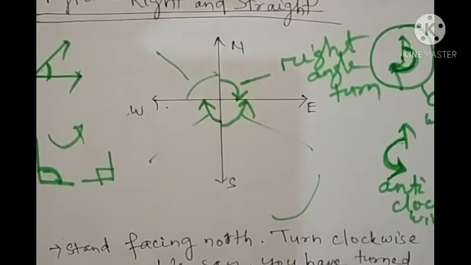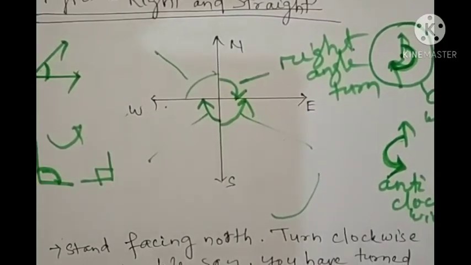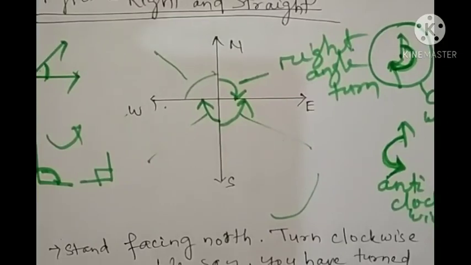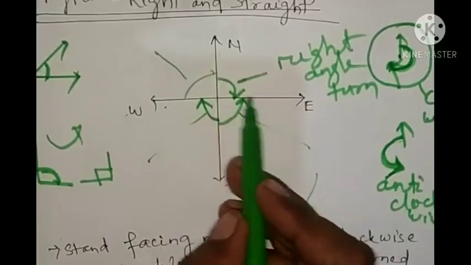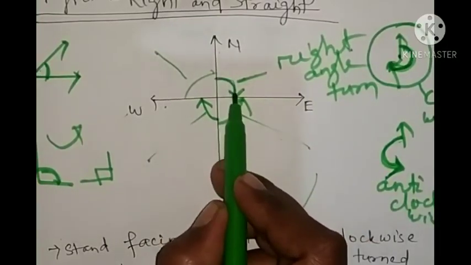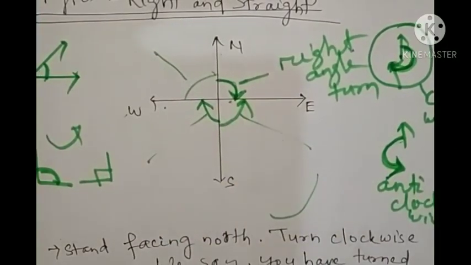So the turn from north to east is by a dash angle. Look, the turn from north to east. From here to here. It is what? Right angle.